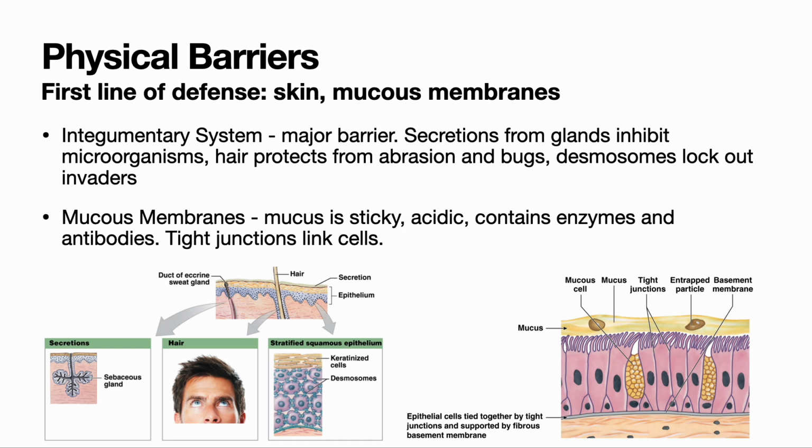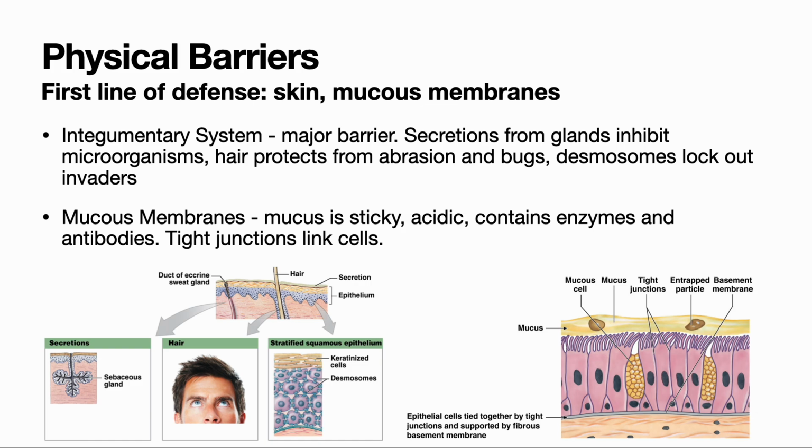They have secretions, and those secretions can help wash away microorganisms, but they can also contain things like lysozymes and bactericides, things that are actually harmful to pathogens. Your hair can help protect you from abrasion and even prevent bugs from reaching your skin and biting you. And the actual keratinocytes of the stratified squamous epithelium of the skin, those cells are linked together with desmosomes. And so that really helps lock out potential invaders.